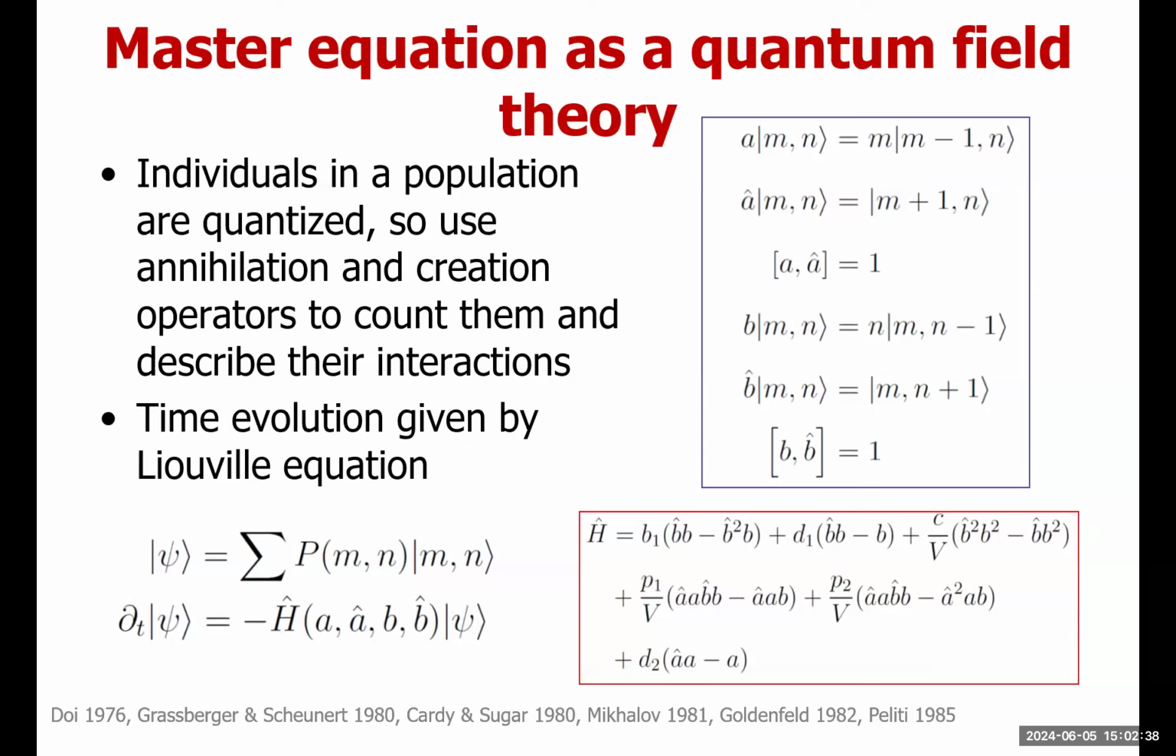So what you do is the individuals in the population are quantized, so you use annihilation and creation operators to count them and describe their interactions. The state of the system is described by m and n. A is an annihilation operator that reduces the number of m's, the prey. B is an annihilation operator that reduces the number of predators.